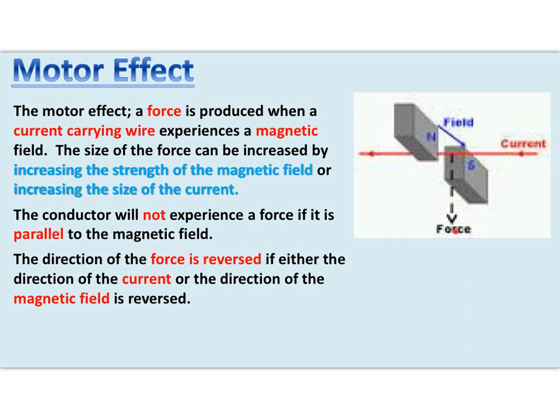In this case, the force is downwards. So the motor effect, again, just to reiterate, is a force produced when a current carrying wire experiences a magnetic field. And we've said that the size of the force can be increased by increasing the strength of the magnetic field or increasing the size of the current. Some key points to clarify this as well: the conductor will not experience a force if it is parallel to the magnetic field.